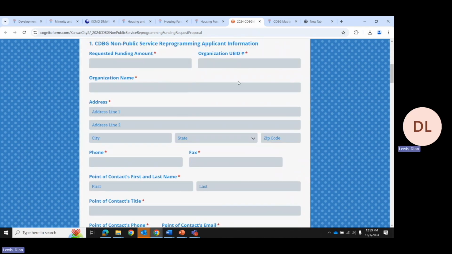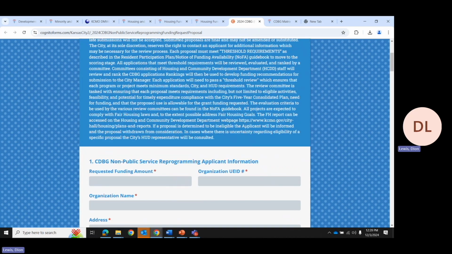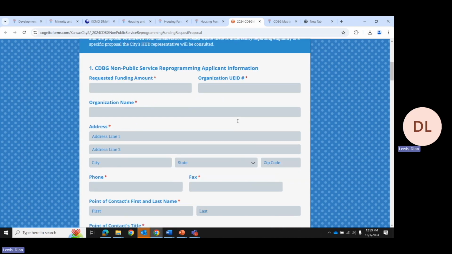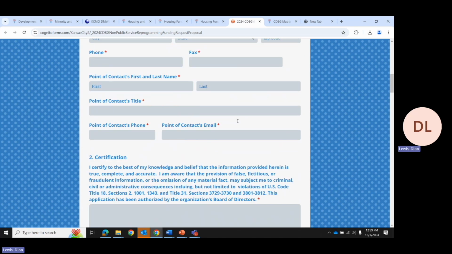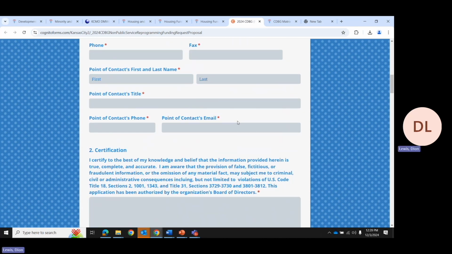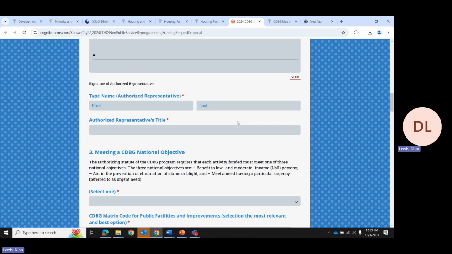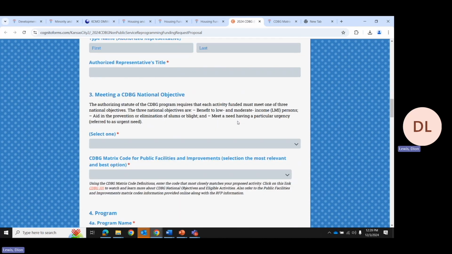Very easy application to navigate through. I got some good information up front that you need to read, but all lines and all parts of this application need to be filled out. Even if it's something that does not apply, you need to upload a document that says it's not applicable and explaining your reason why. That way we can make sure that you are answering all questions.